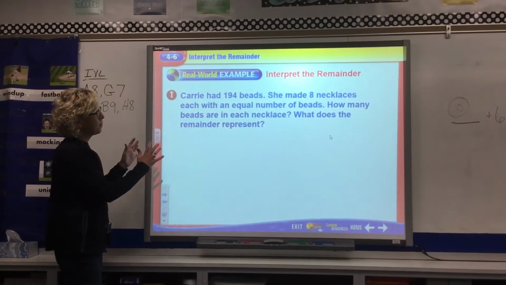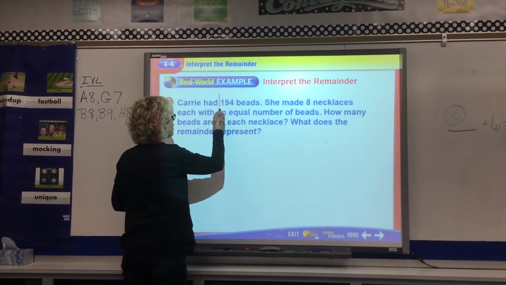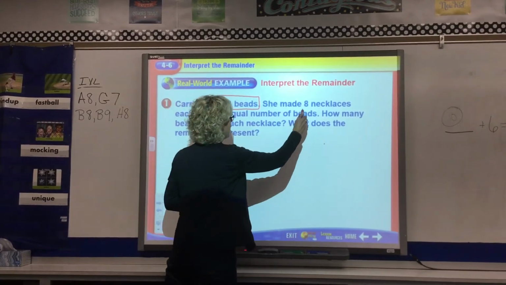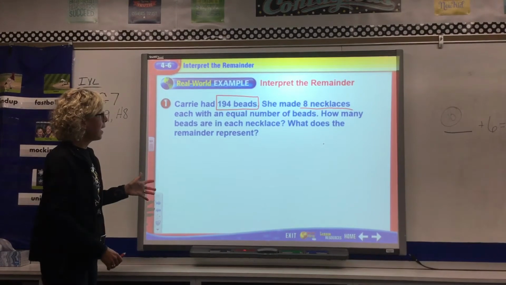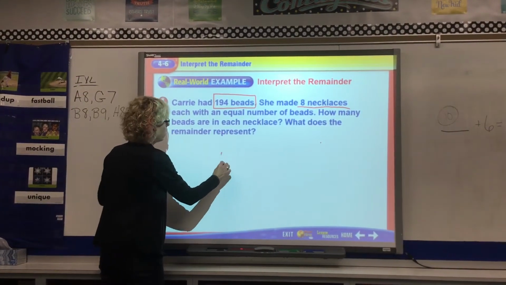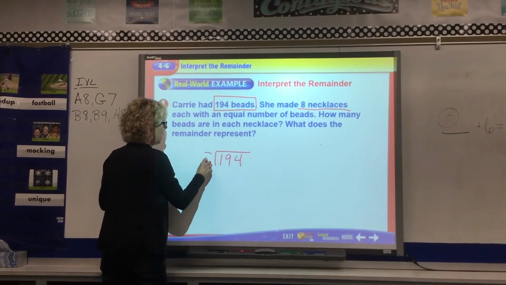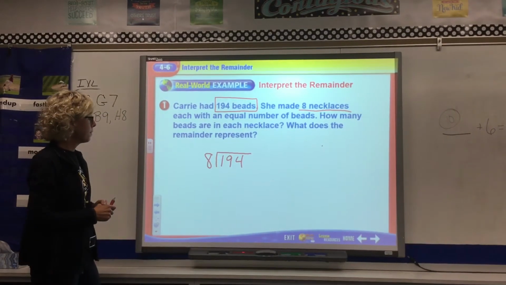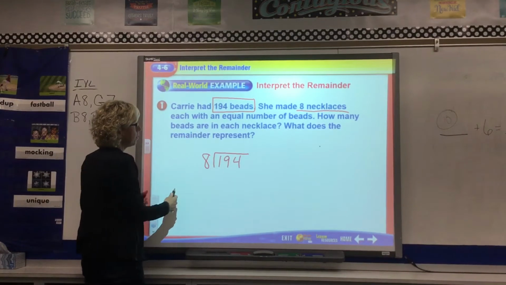So when we look at this problem, we know we have a total of 194 beads, and she makes 8 necklaces. Okay, we want to figure out the number of beads on each necklace. So our division problem becomes 194 divided by the 8 necklaces, the total number of beads divided by the number of necklaces. Okay, so we're going to go ahead and divide this problem out.